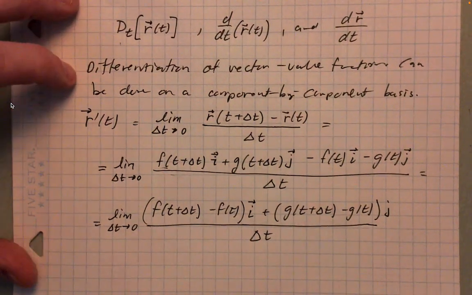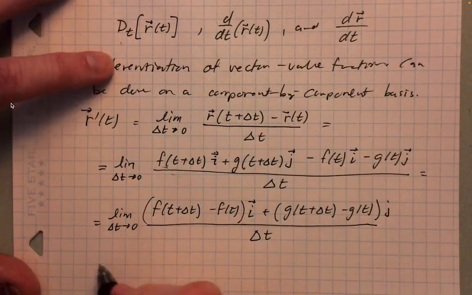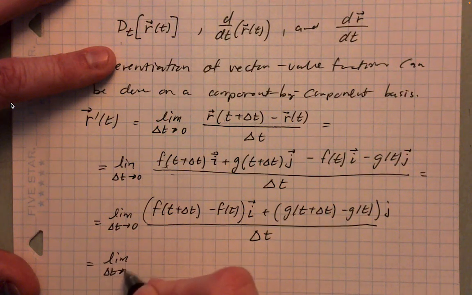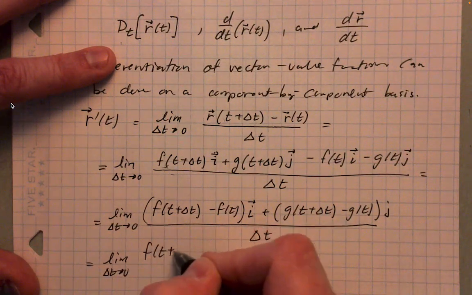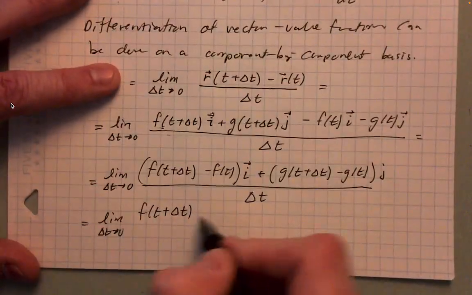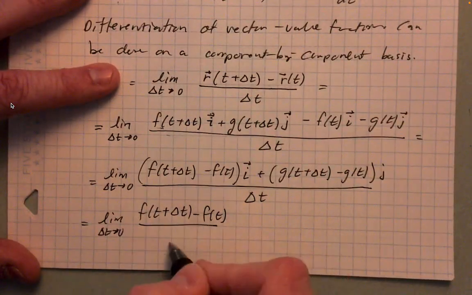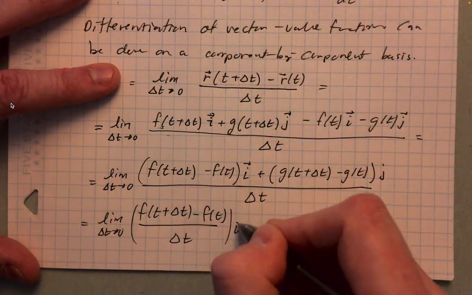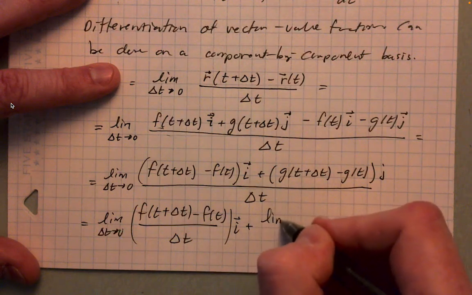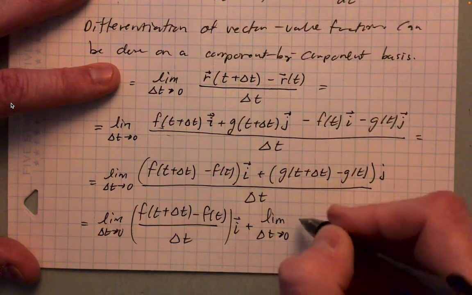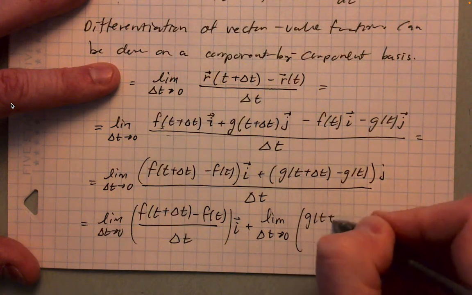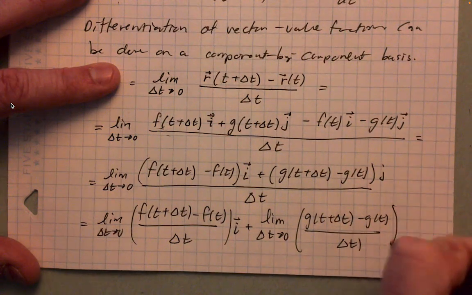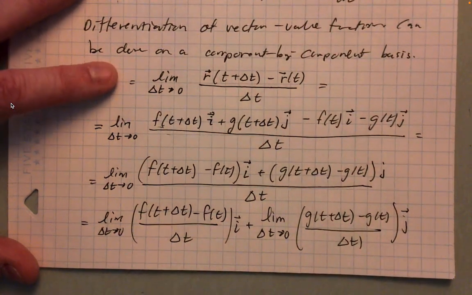Right, and you can imagine what comes next, right? We're just going to split the thing into two and take the limit separately, right? So the limit as delta t goes to 0 of f of t plus delta t minus f of t all over delta t. Okay, and we'll just say that whole thing is the i, and then plus the limit as delta t goes to 0 of the other piece, and that's the j.